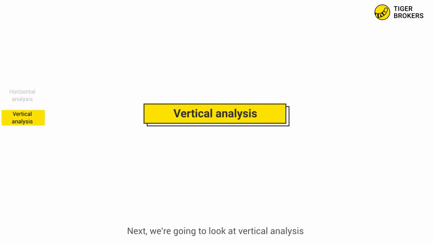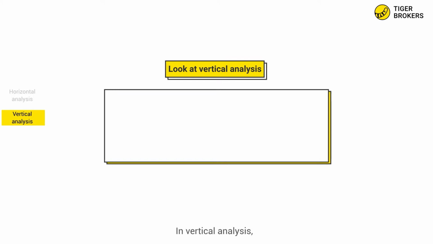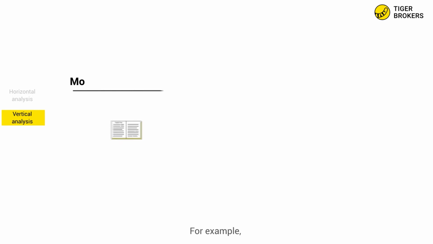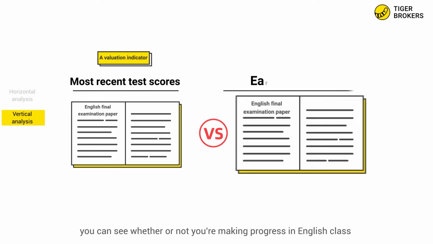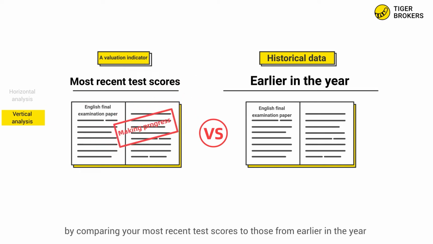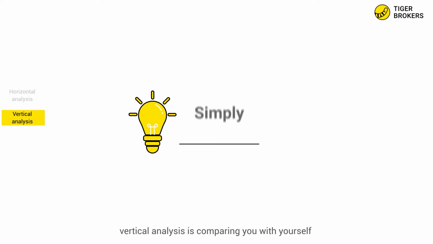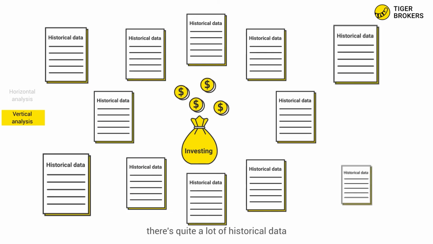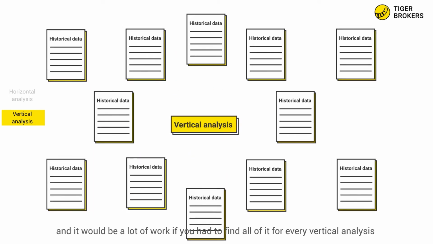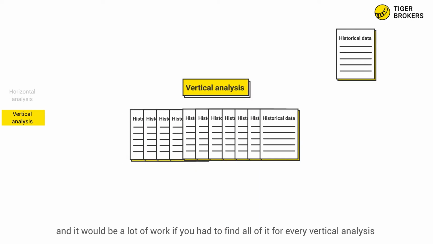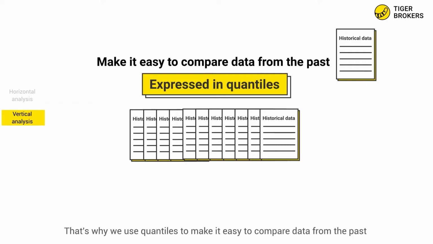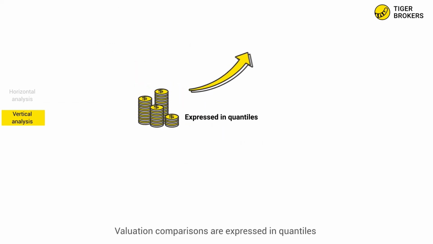Next, we're going to look at vertical analysis. In vertical analysis, you take a valuation indicator and compare it with historical data. For example, you can see whether or not you are making progress in English class by comparing your most recent test scores to those from earlier in the year. To put it simply, vertical analysis is comparing you with yourself. But when it comes to investing, there's quite a lot of historical data, and it would be a lot of work if you had to find all of it for every vertical analysis. That's why we use quantiles to make it easy to compare data from the past. Valuation comparisons are expressed in quantiles.